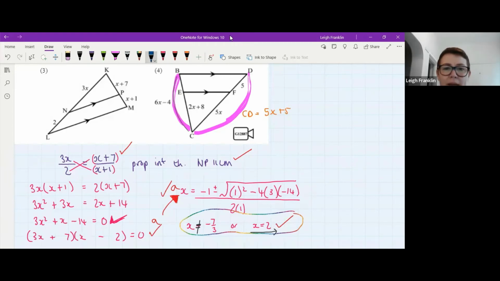Okay, let's go back here. We've got 2x plus 8, which is EC. So EC over BC, which is 6x minus 4, is going to be equal to, now we've got to do the same thing on this side. So side EC corresponds with side CF. So this will be 5x over here, all over this side, which is going to be 5x plus 5. Good, well done.